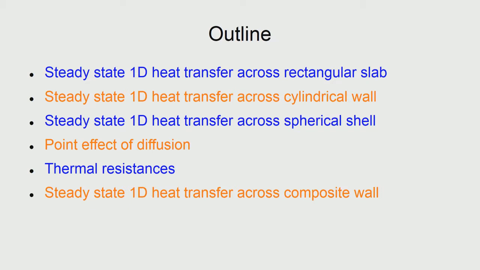We first look at 1D heat transfer across a rectangular slab, then we look at the cylindrical wall and spherical shell also and see how the functional forms will be differing. We will take up the 2D and transient cases later on.